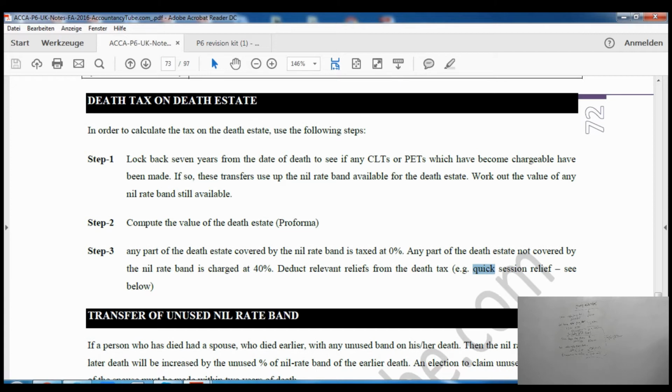And on page 72 of your lecture notes, it says death tax on death estate, how to calculate the death tax. Right? Now it is almost exactly the same way as we did in our lifetime. It is just simple. In order to calculate, we'll have to follow these steps. Look back 7 years from the date of death. In lifetime tax, we look back 7 years from the date of the transfer of the gift, whereas here we will look from the date of the death, to see if any CLTs and PETs which have become chargeable have been made. If so, these will use the nil rate band, and any remaining nil rate band, up to that you pay at the rate of 0%, and on the excess you pay at the death rate of 40%.